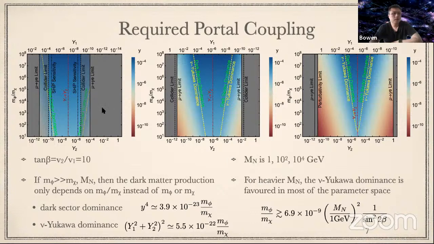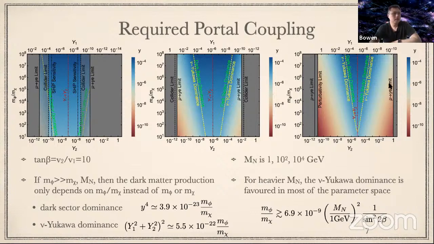And if you look at the figures, you can find some yellow lines. Above those yellow lines, the dark sector processes are dominating the dark matter production. And below, the dark matter production is dominated by neutrino portal processes. And you can see in the first figure, there is only a very small region allowed for neutrino portal dominance because of the collider limit. And as the neutrino mass increases, the allowed parameter space for neutrino portal dominance is increasing.